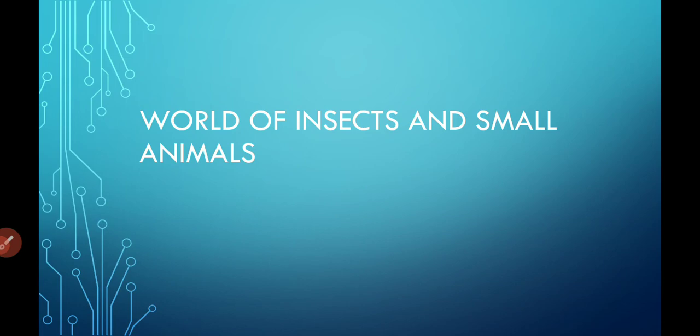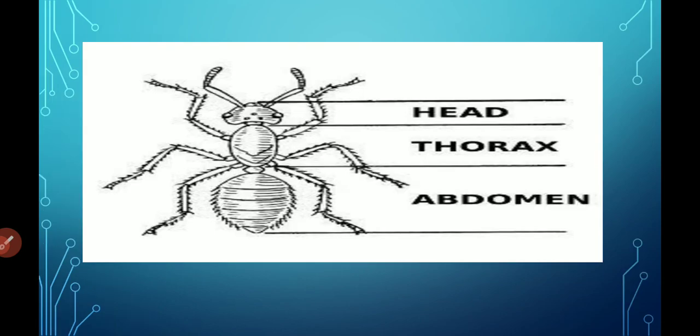Today we are going to start chapter 8. The title of the chapter is World of Insects and Small Animals. In this chapter we will study about the insects and the small animals. So let's get started. All of you look at this one. This is an insect. Have you seen an insect? Give me some examples of insects.